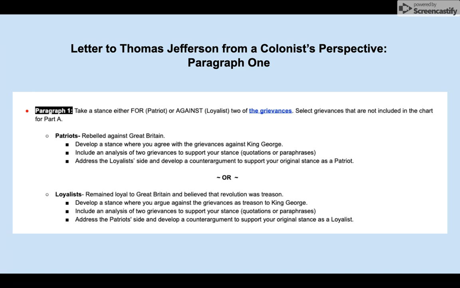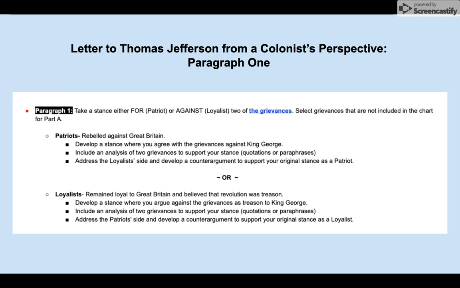After you've developed your stance, whether you're a patriot or a loyalist, you then analyze 2 grievances and you support your claim. So if you've claimed that the Declaration of Independence was a good idea, it was a good idea to revolt against King George, then you're going to support that with 2 grievances listed in the Declaration of Independence. If you're claiming that you're a loyalist and the patriots are committing treason, you're going to address the patriots' side, but then you're going to develop a counter argument to support your original stance.